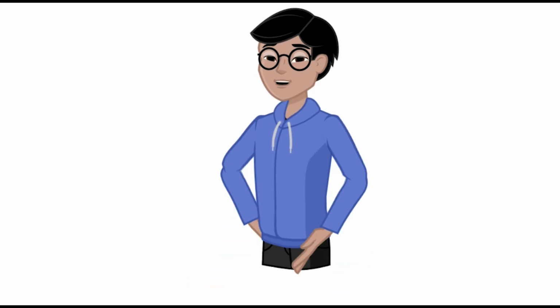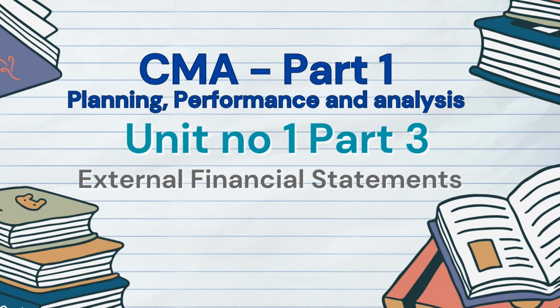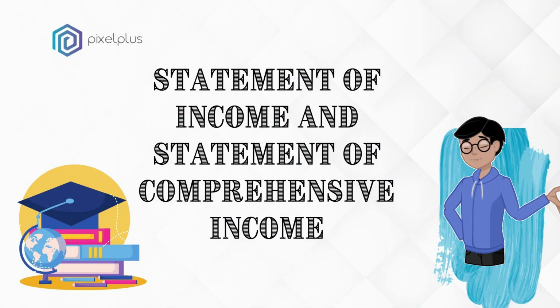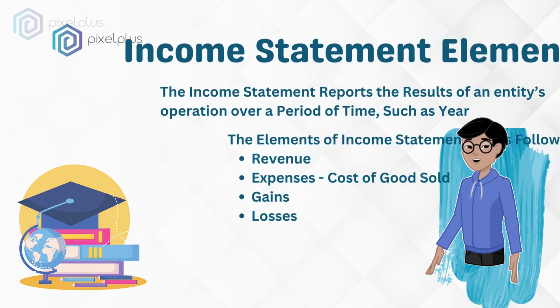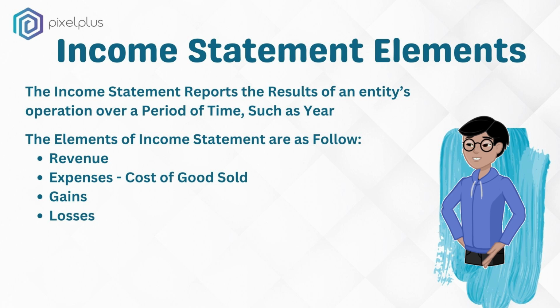My name is Sharoz Mumtaz, and in today's video, we are going to discuss part 3 of external financial reporting, or external financial statements: the statement of income and the statement of comprehensive income. Now, first, what is an income statement? The income statement reports the result of an entity's operation over a period of time.